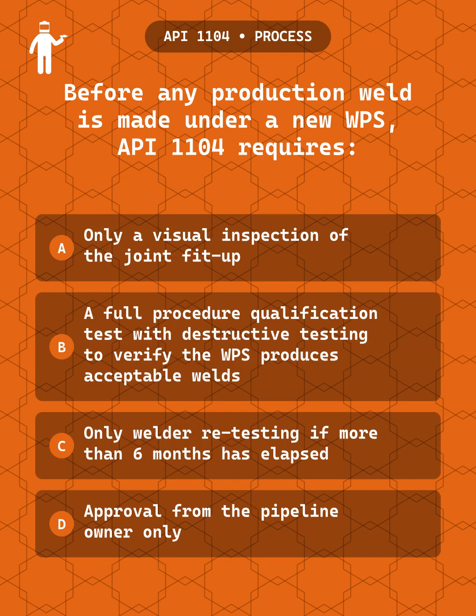Question 10. Before any production weld is made under a new WPS, API 1104 requires A. Only a visual inspection of the joint fit-up, B. A full procedure qualification test with destructive testing to verify the WPS produces acceptable welds, C. Only welder retesting if more than 6 months has elapsed, or D. Approval from the pipeline owner only.